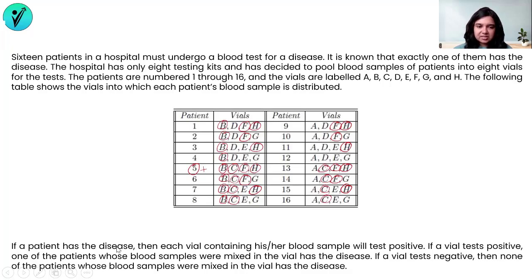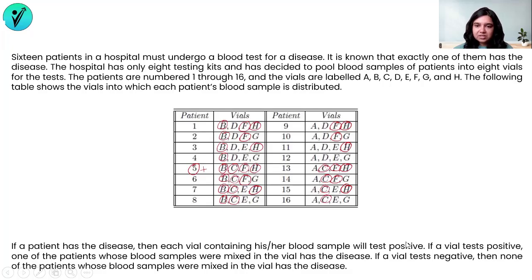So if a patient has the disease, each vial containing his or her blood sample will test positive. And if you take a look at the table right now, we know that there's only one patient who has all the 4 positive vials. Everybody else has either 1 or 2 or 3 or none of them positive, right? So patient 5 is our basic patient who has the disease, just as an example. This is the meaning of the first line here.